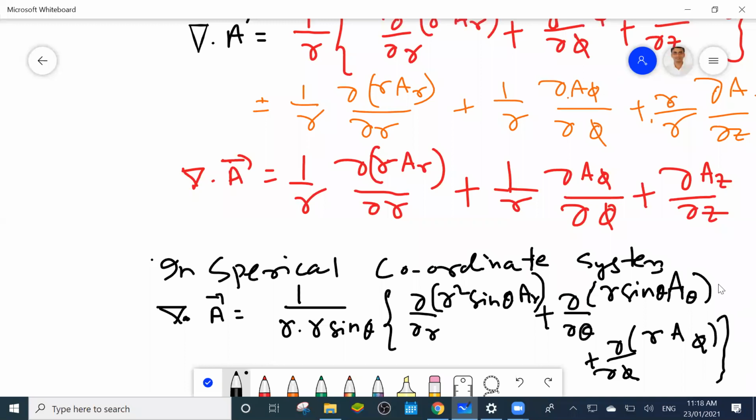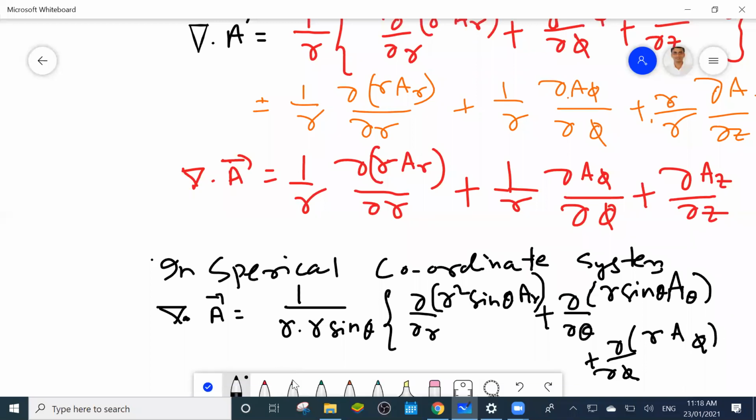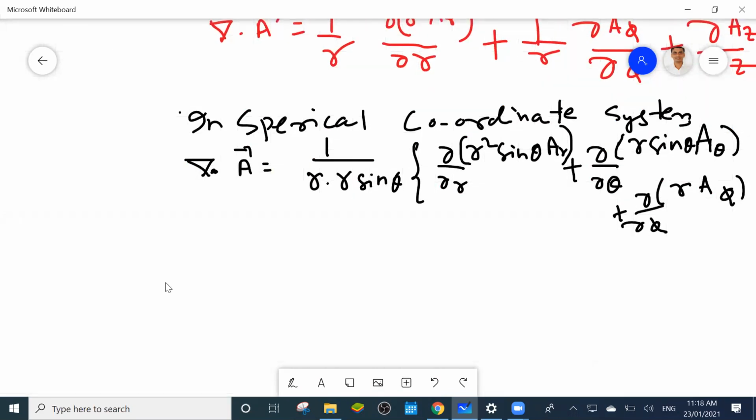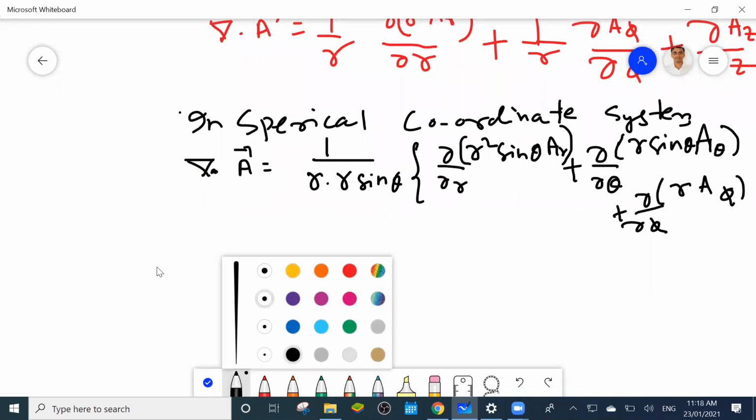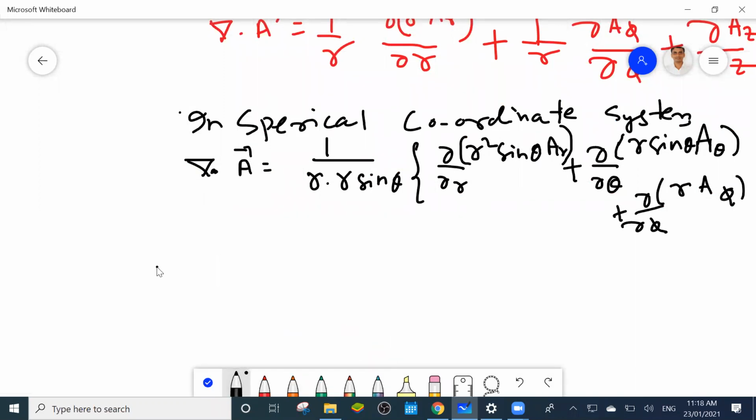So now you write what is the final one. Look, these are very easy, but you have to practice. When you solve the problem, then only you can know how to implement it and how to easily remember all this. So what will the final one be now? In a spherical coordinate system, the divergence of A, you can write.